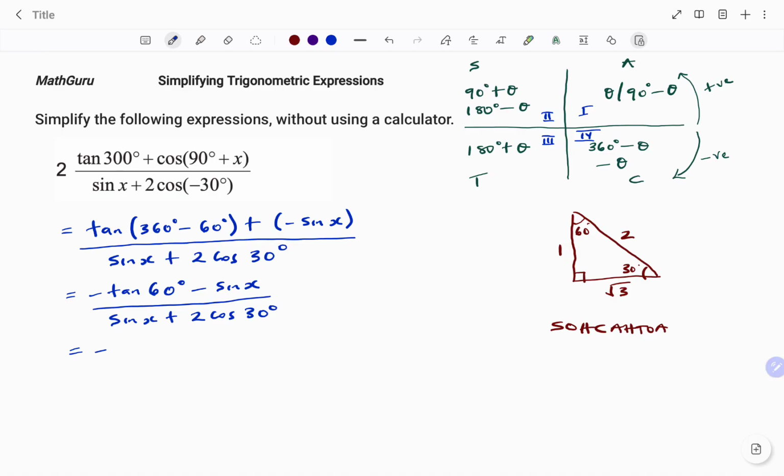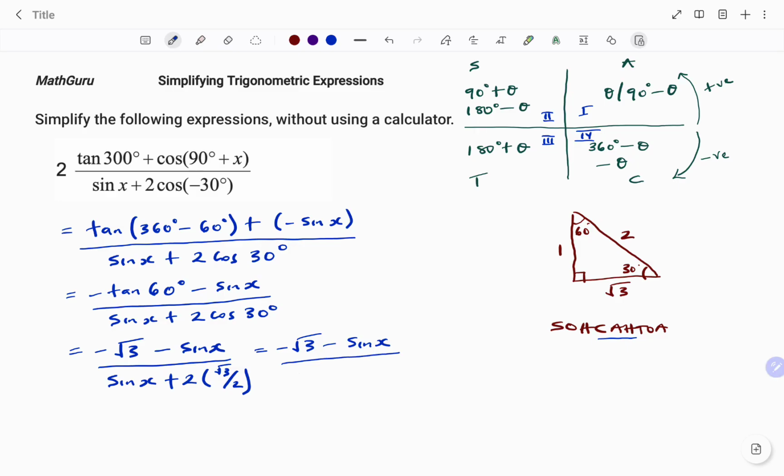So that I have that as negative root 3 minus, I still have my sine x divided by sine x plus 2 times cos 30. Cosine is adjacent over hypotenuse because my reference angle is 30, so it will be 1. My adjacent is root 3, and then my hypotenuse is 2. As shown, if I simplify further, that's going to be negative root 3 minus sine x divided by sine x plus, then I have that as root 3. Because the factors cancel out, I have 2 dividing 2, that's 1.